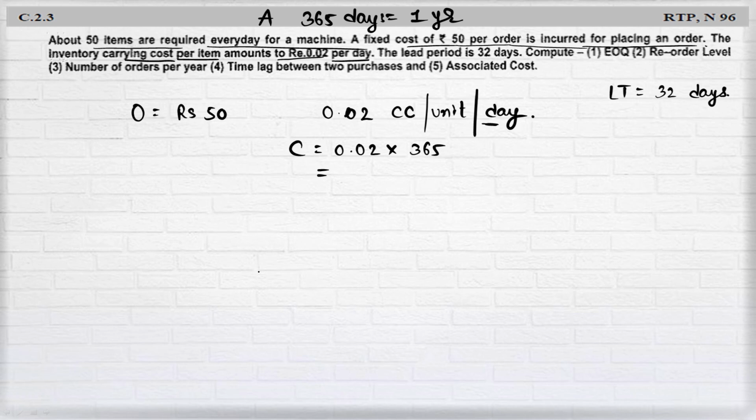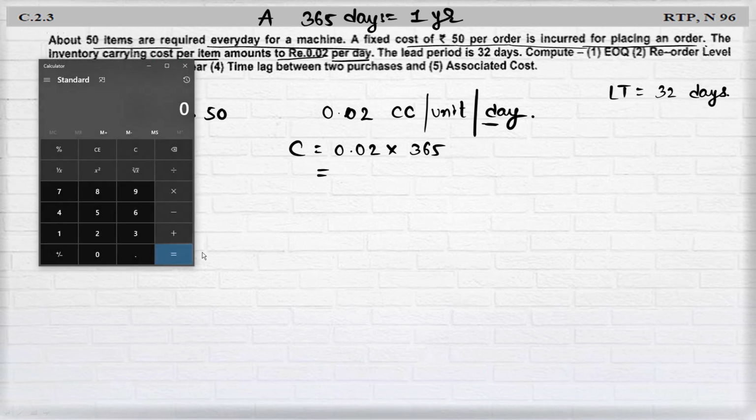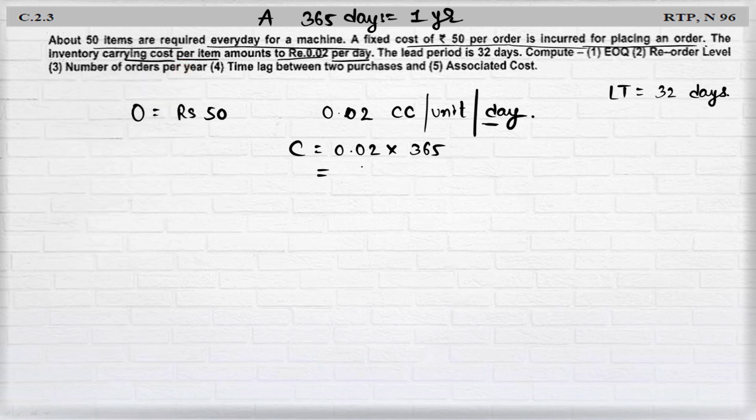You can even take it 360. You can even take it 366. It does not matter. What is the answer? 365 into 0.0 into 0.02. It is 7.3. Can you describe 7.3 rupees?